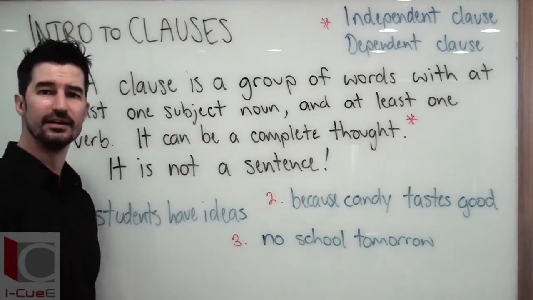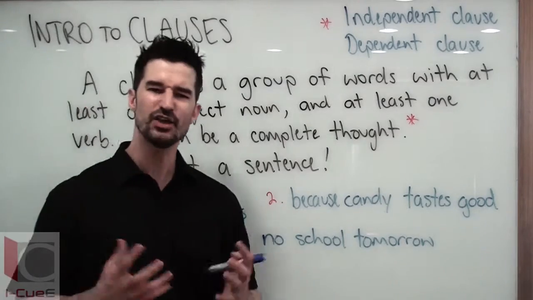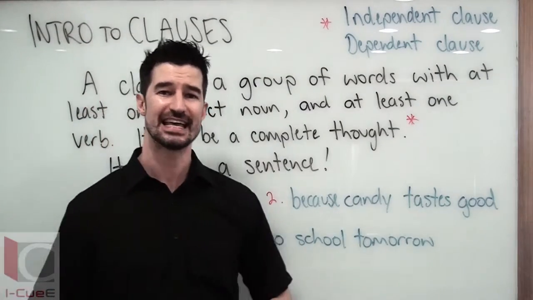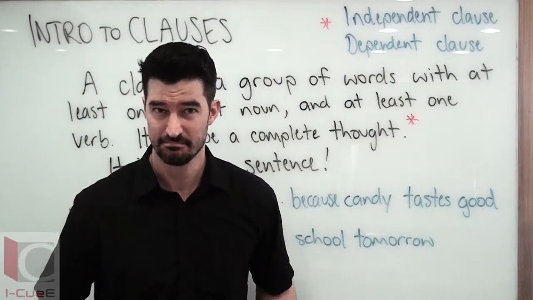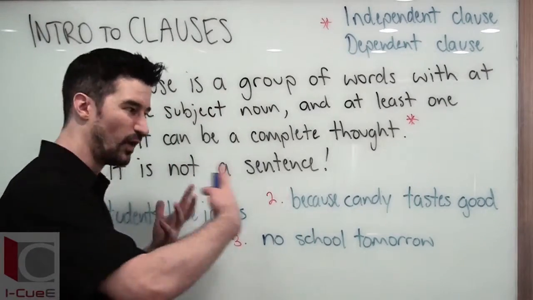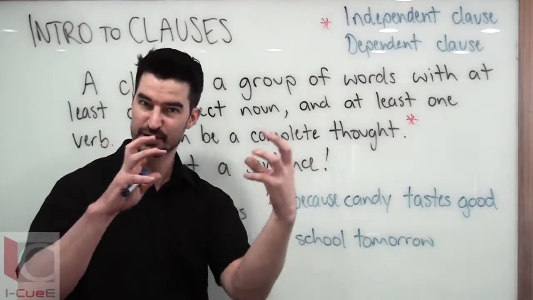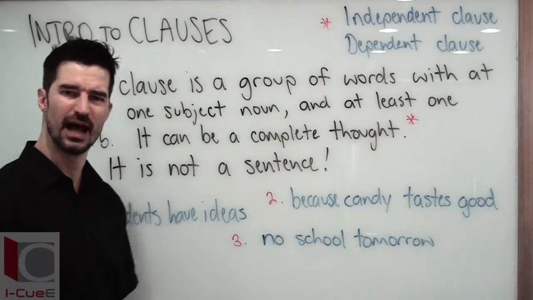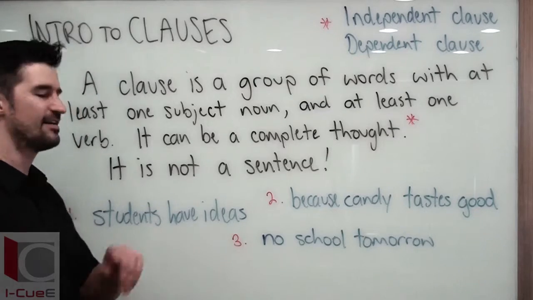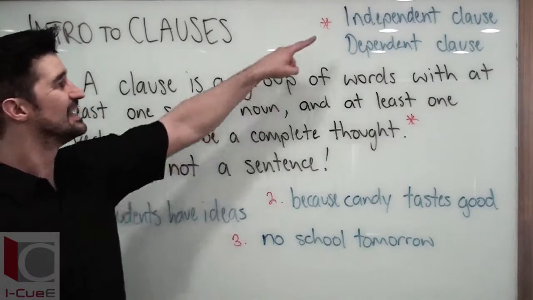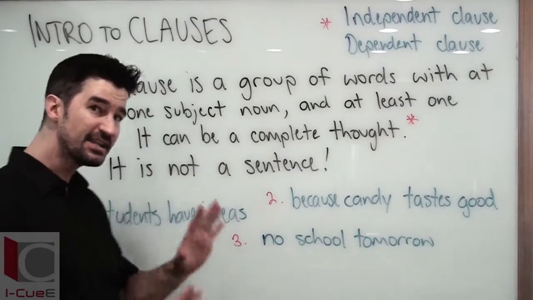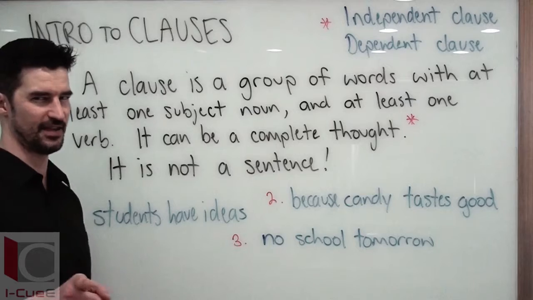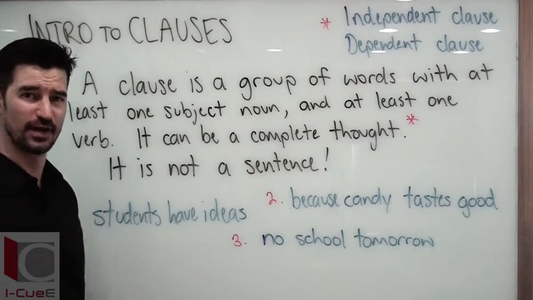So, number one, students have ideas. What you need to ask yourself to figure out whether something is an independent clause or dependent clause is, does it make sense? Can I understand what these group of words put together is saying? Here, I hope so. This is pretty straightforward. Students have ideas. This is the independent clause, but it's not a sentence. Why not? What's missing? Can you figure it out? I'm not going to give you time for this one. I'm just going to tell you.